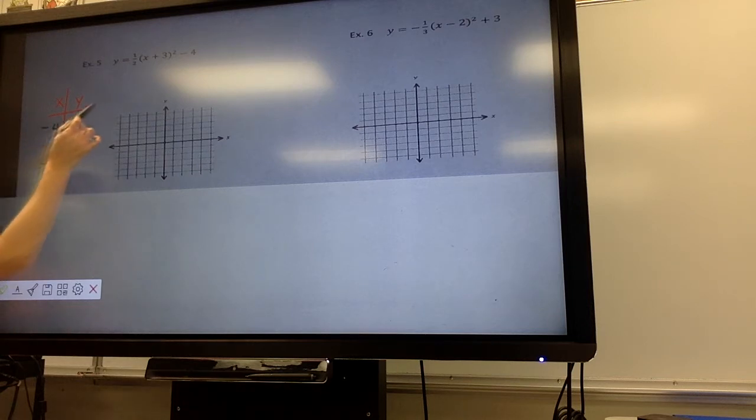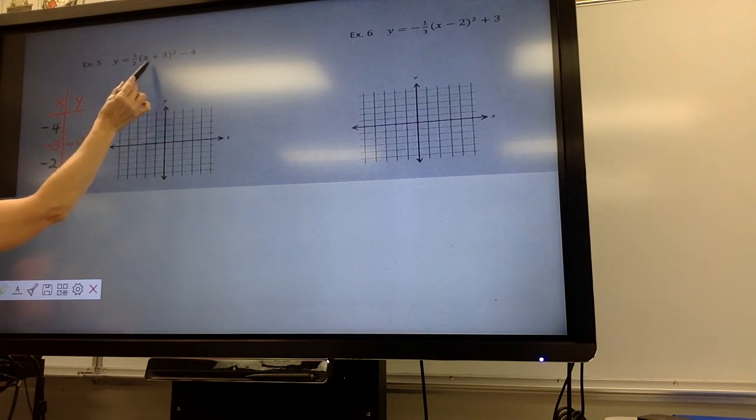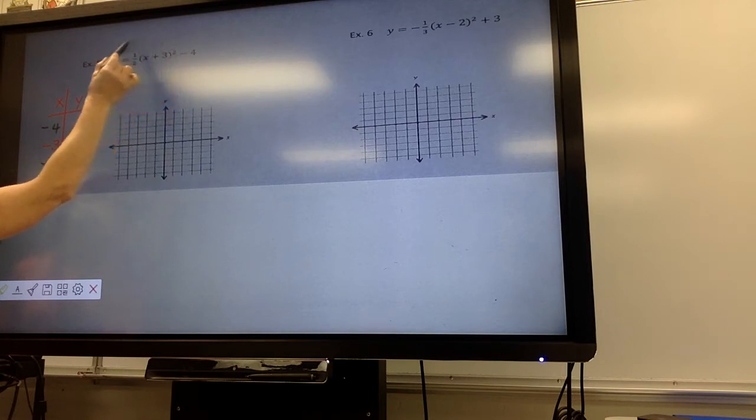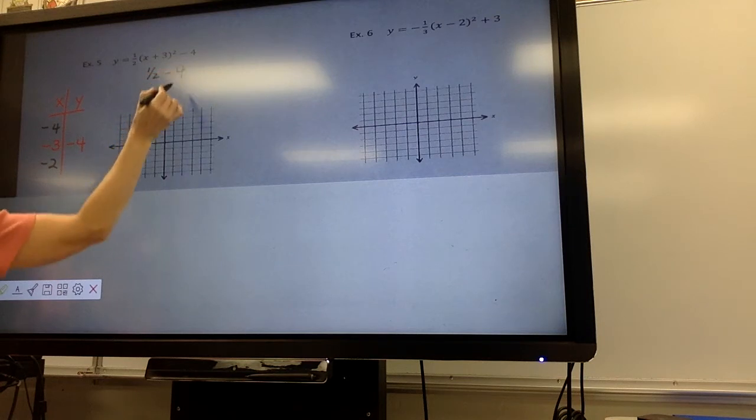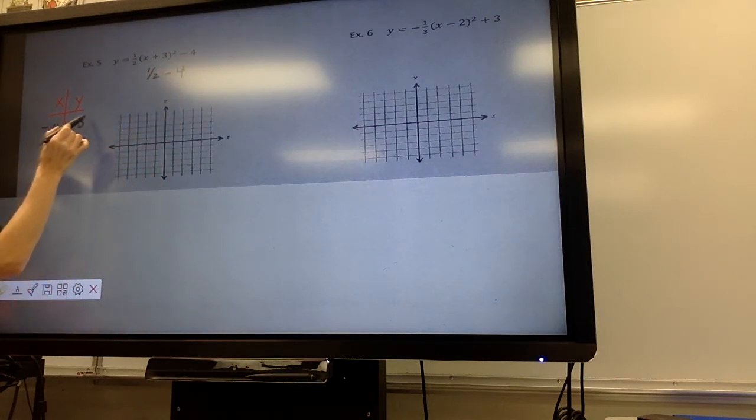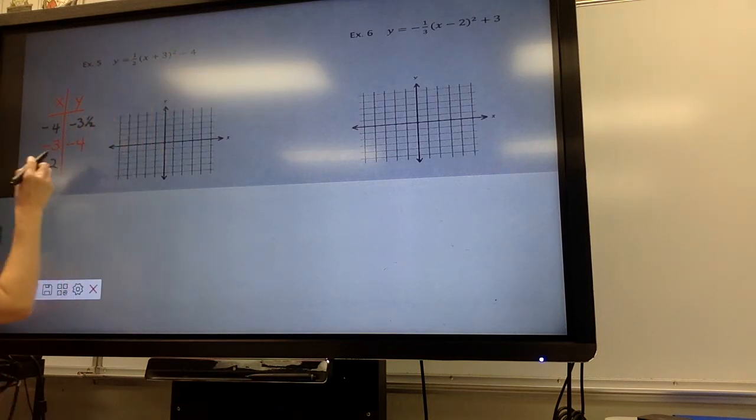I just want a value that's bigger and a value that's smaller. So if I plug that into my table, -4 plus 3 is -1. I square, 1, and then I take it times 1/2. 1/2. So you get 1/2 minus 4. What's 1/2 minus 4? -3.5.